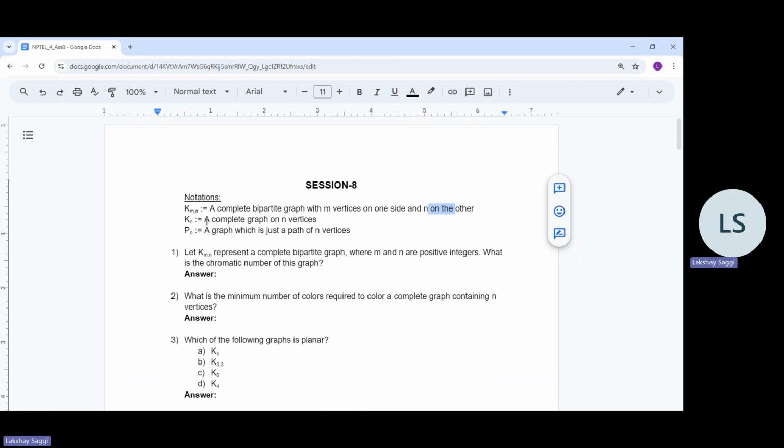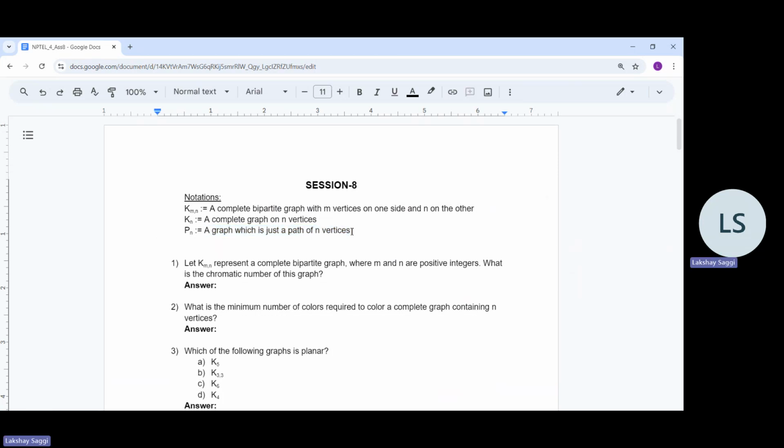Then what's a K_n? A K_n is a complete graph on n vertices. So it just denotes a graph containing n vertices where each pair of vertices has an edge between them. And this is what we call K_n. And similarly, what is P_n? A P_n is just a graph which is a path of n vertices. So if there are n vertices and it consists of a path connecting all of these n vertices, there are n minus 1 edges in that path. That is what we call a P_n.